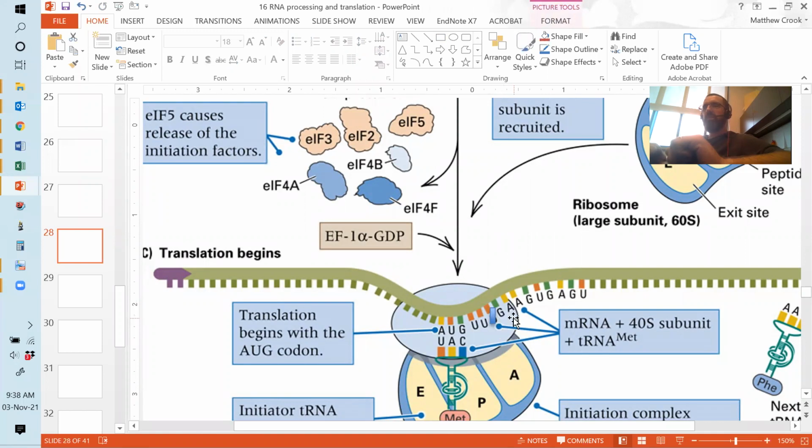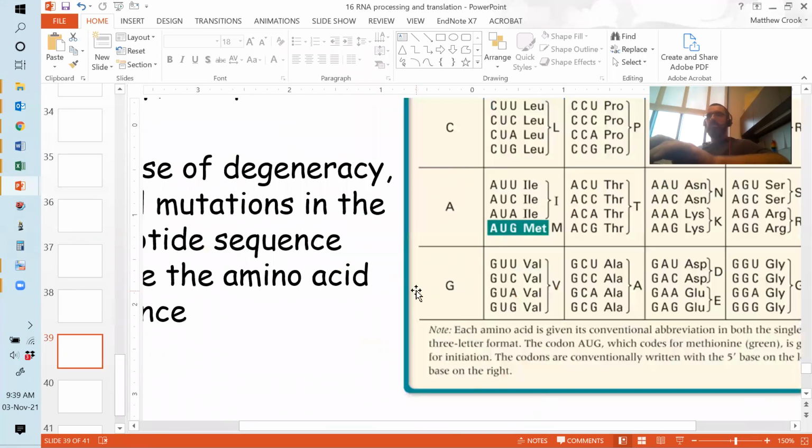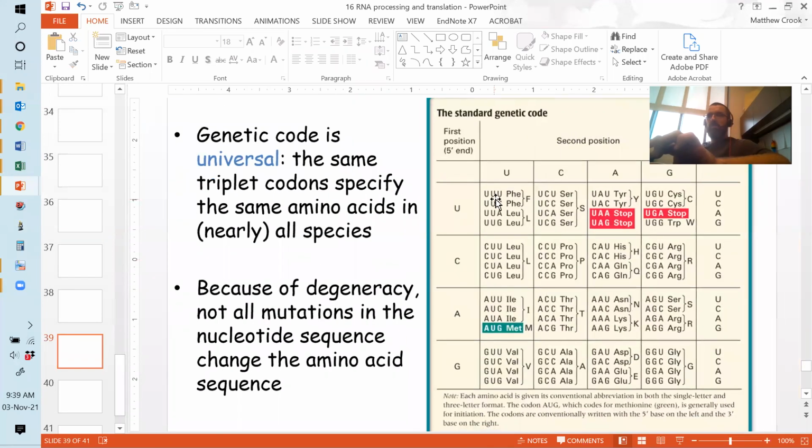Right, now it's UUG, AAG. So already, let's see what UUG encodes. Where's my, is that 39? Yeah. All right, so let's go back out. UUG.